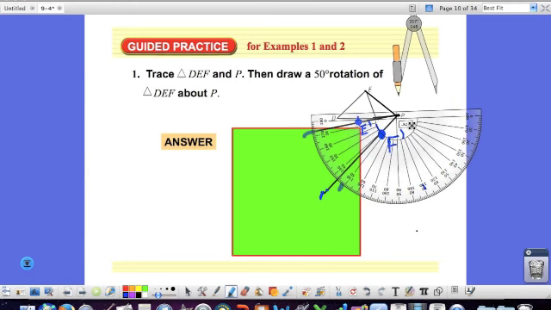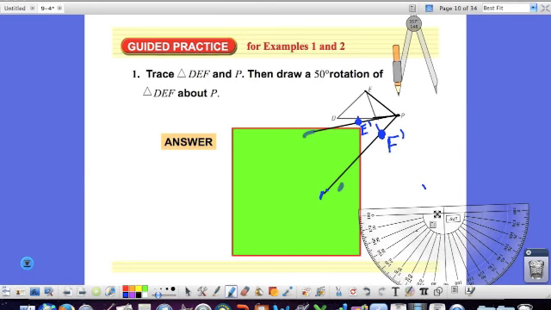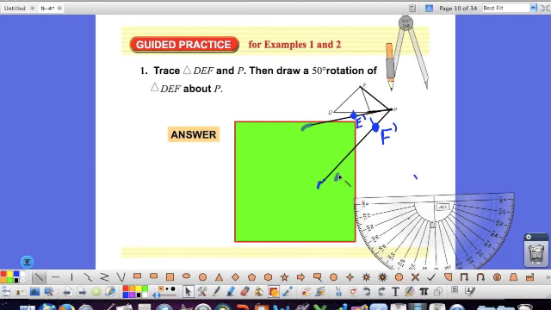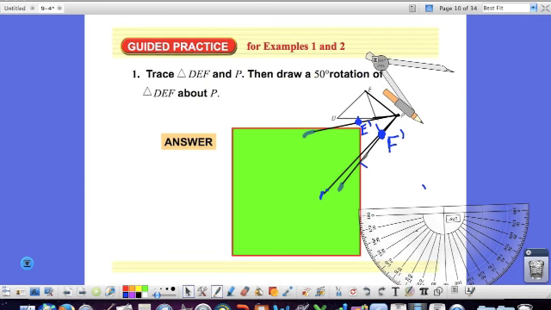50 degrees is right here. I'm going to move this out of the way. Use my straight line tool to P. Take this, move this out. Rotate it to this line. This is where my new D is.